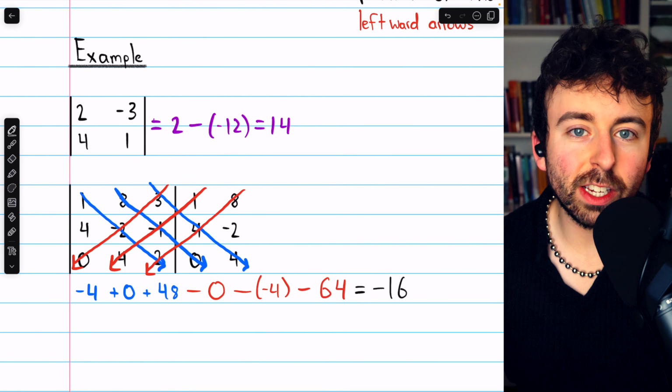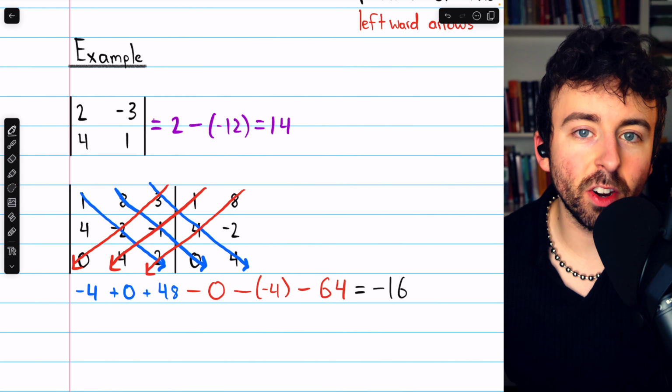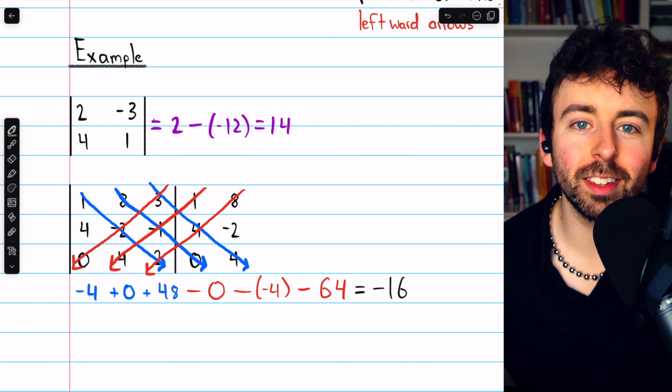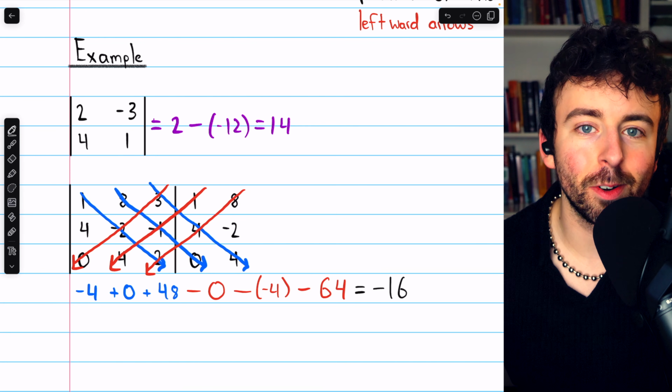So that's a pretty handy trick for 2 by 2 and 3 by 3 determinants. Unfortunately, there is no such trick for 4 by 4 determinants. Just got to do those the old-fashioned way if you're not going to use a computer.